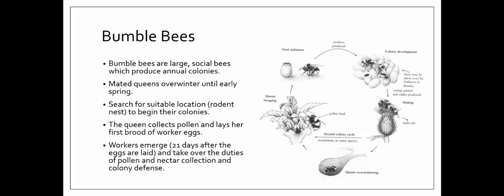Bumblebees are likely the most well-known native bee. They are large and social insects. Their colonies are produced on an annual basis by a mated queen that overwintered from the previous year. The queen searches for a suitable location, such as a rodent nest, to start a new colony. The queen at first collects pollen and then lays her first brood of worker eggs. After 21 days, the workers will emerge and take the responsibilities of collecting pollen and nectar, as well as defending the colony.